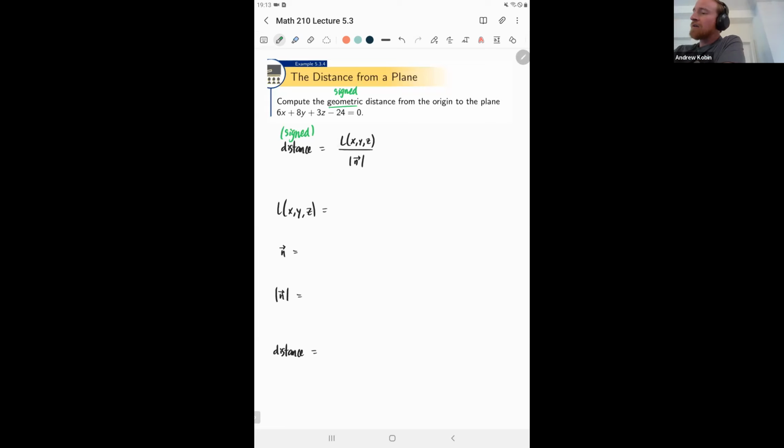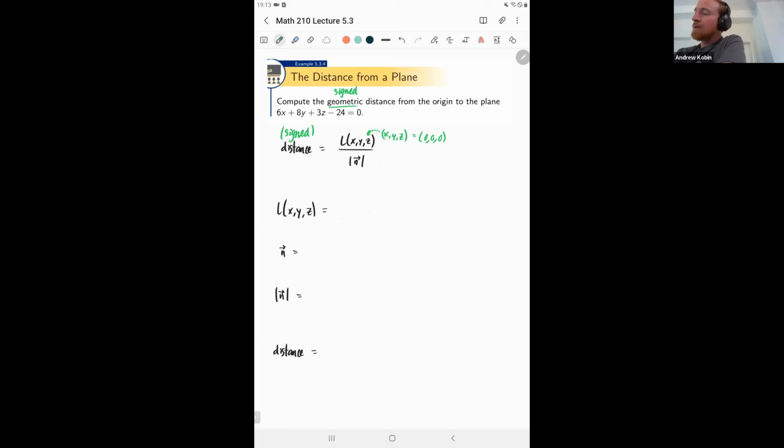So this is a reminder of what the distance formula is. In order to compute it, we need to write down each of the two pieces. One is, what is the linear form L of x, y, z? In this case, just as a reminder, we want to plug in the point to compute the distance. So we'll end up plugging in 0, 0, 0. This is actually a function that works for any x, y, z point anywhere in 3 dimensions to compute its distance to this particular plane.